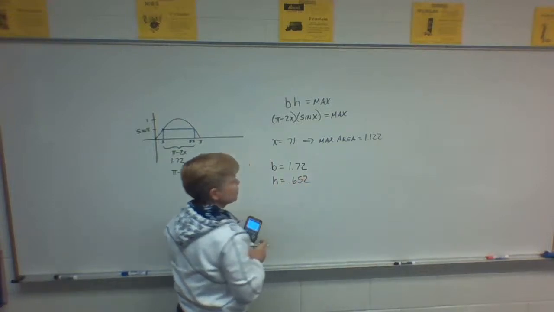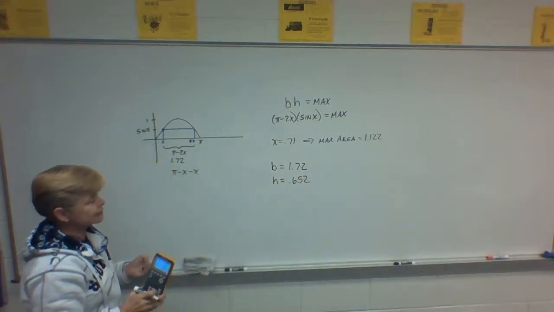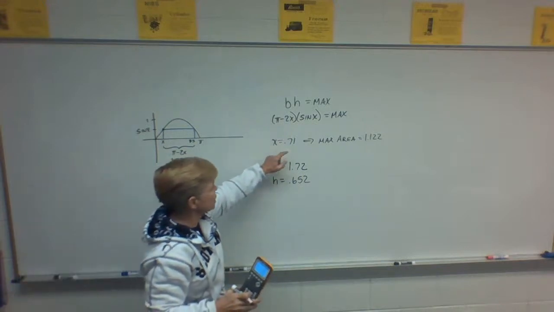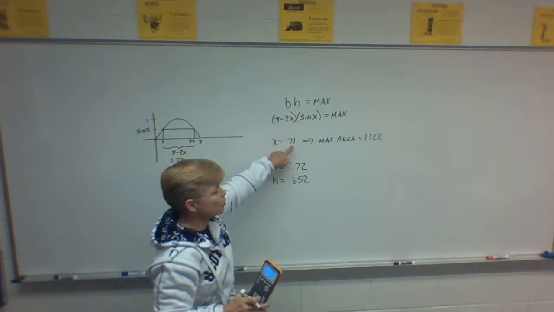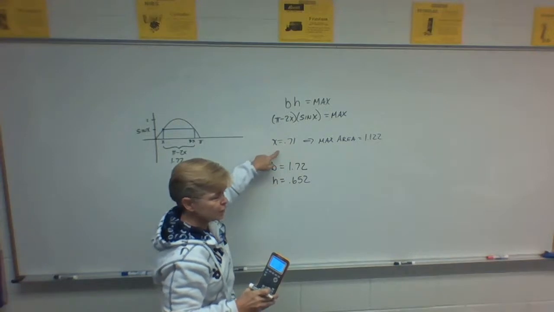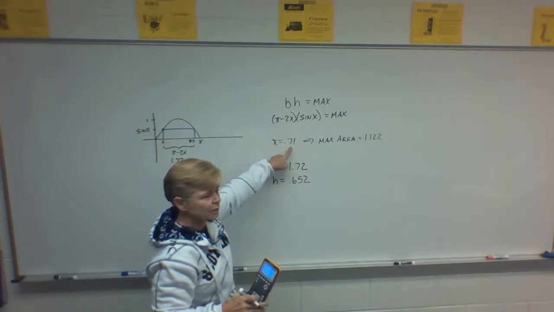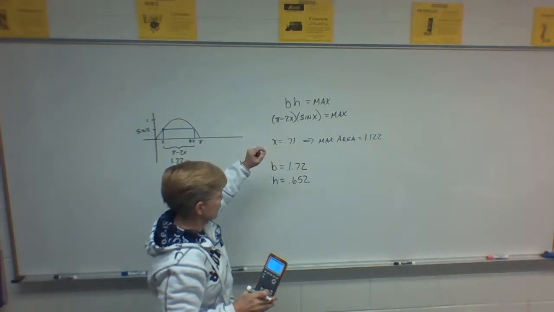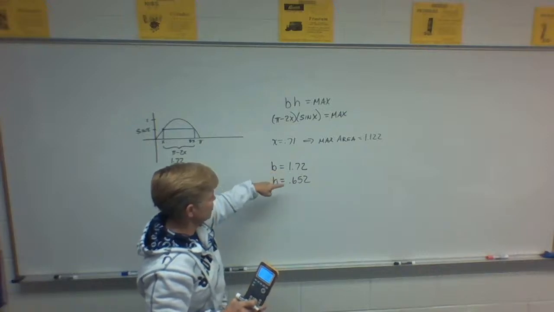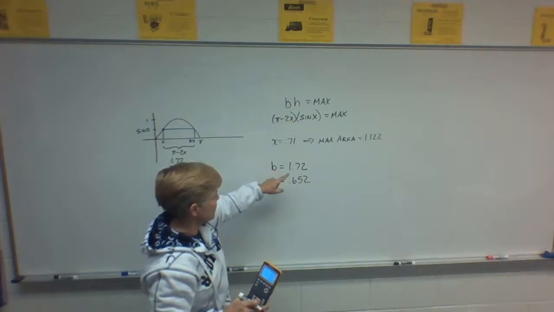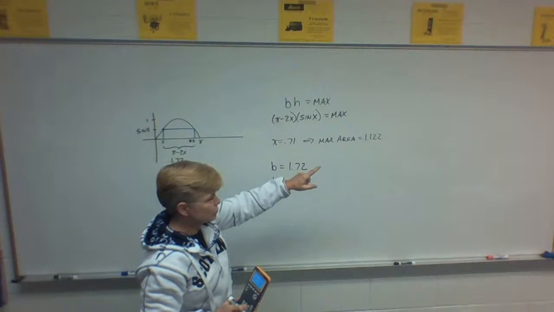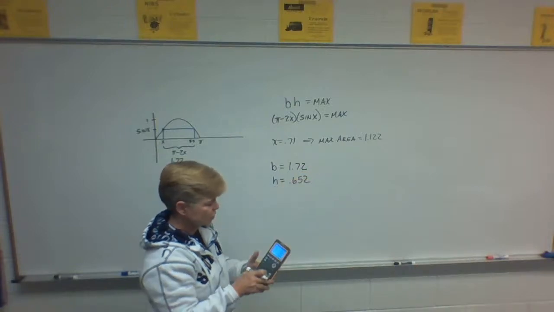So if you know your calculator really well and what it's capable of, and what x is stored in there, we found that x, you can just calculate with x as long as you don't move the cursor around on the graph screen. You'll remember this until you change it to something else. And so we get dimensions of 1.72 by 0.652, and the maximum area for that is 1.122. I'm going to check that out just to make sure.